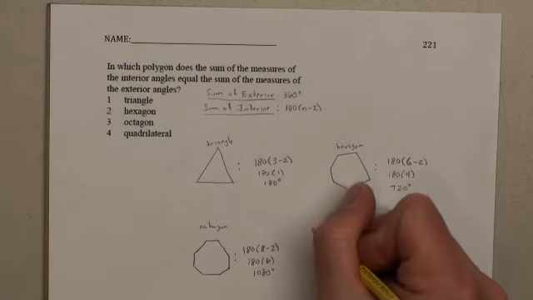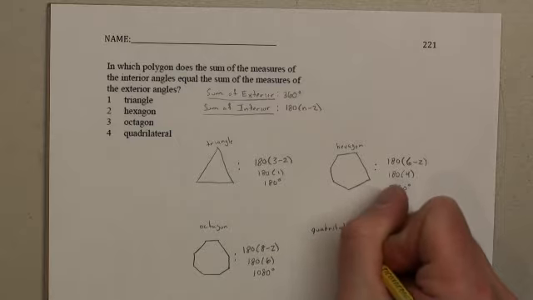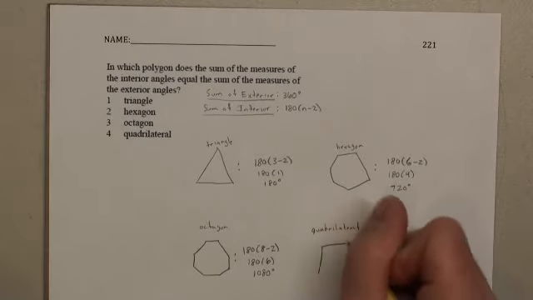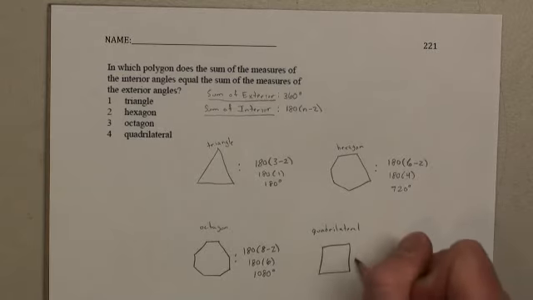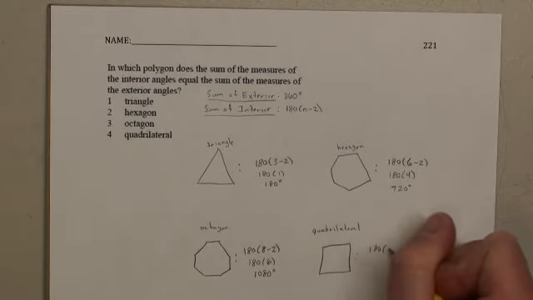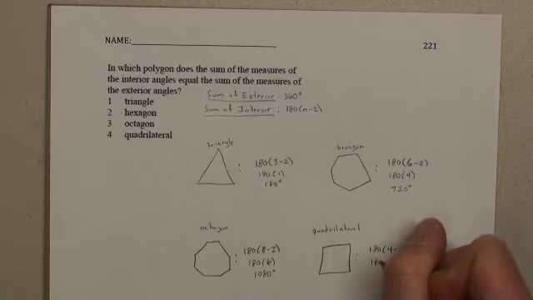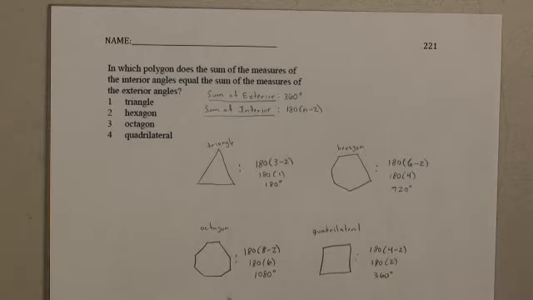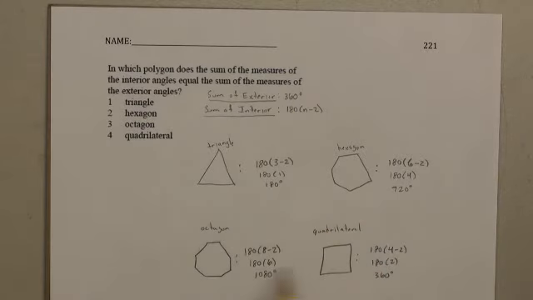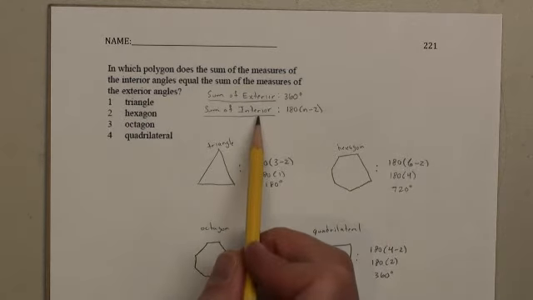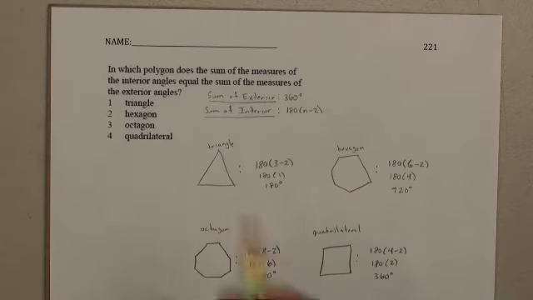So then we look at a quadrilateral. A quadrilateral is a 4-sided shape, like a square or a rectangle or a rhombus or a parallelogram. There's lots of them. Okay, any 4-sided shape. We have 180 times 4 minus 2. That's 180 times 2. That's 360 degrees. So that's our answer, quadrilateral, because the exterior angles are always 360 for all these shapes. But the only one that has also 360 for the interior, the sum of the interior angles, is quadrilateral.